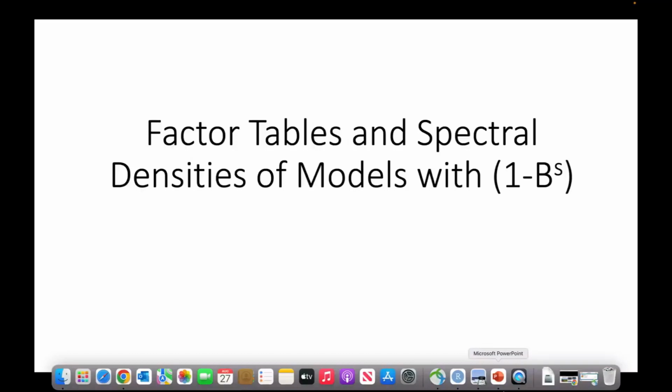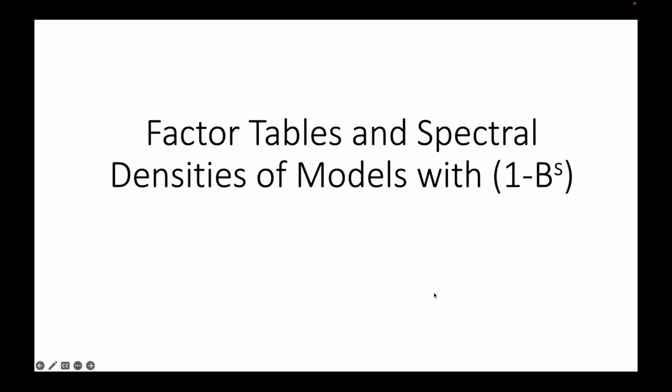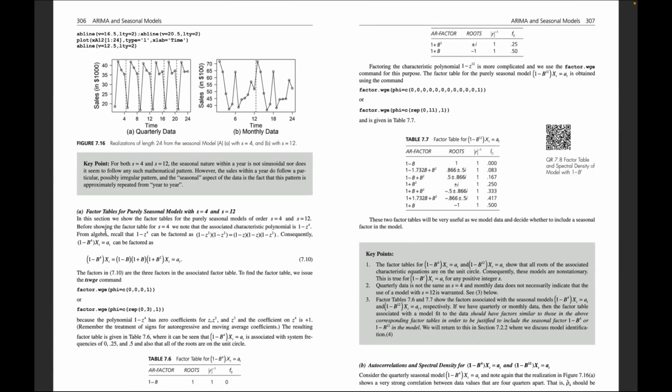Let's now look at the connection between the factor tables and the spectral densities of models with a 1 minus b to the s in the model. So we're going to look at it from the textbook's point of view here and start with s equals 4. We might do a couple more examples, but first we're just going to look at the factor table associated with a 1 minus b to the 4th.